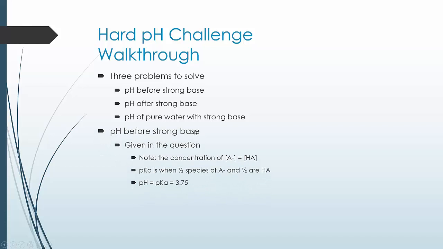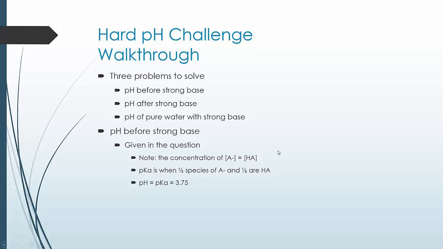Well, we know we have our 3 problems, so we're going to have to work on each problem individually. pH before the strong base. This is given in the question. This is one of those moments you can look at a question and go, oh, thank goodness I understand concepts in biochemistry. Because if you look at the question, the concentration of the conjugate base and the concentration of the acid were the same. Go back and look at the question. They were absolutely the same.